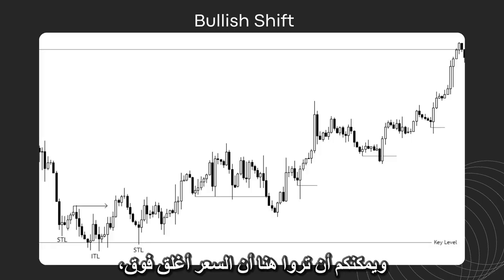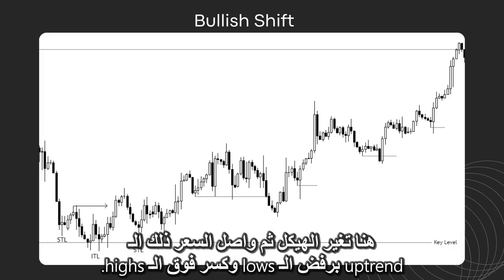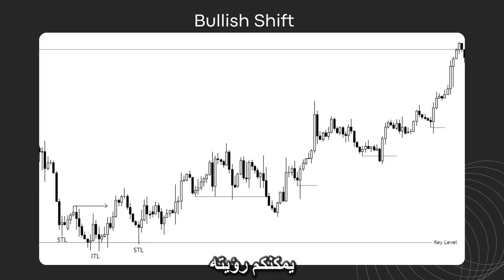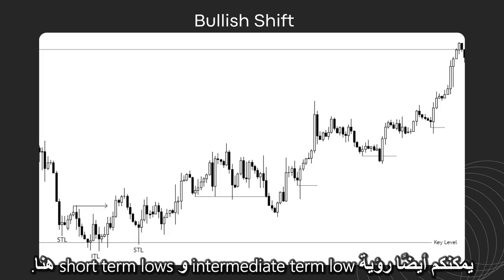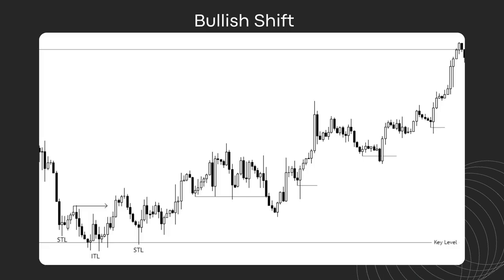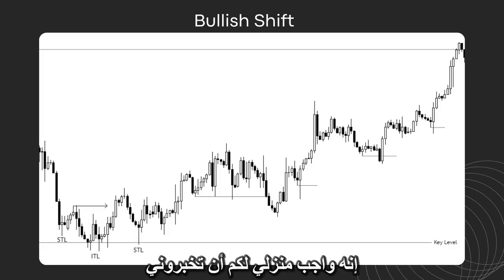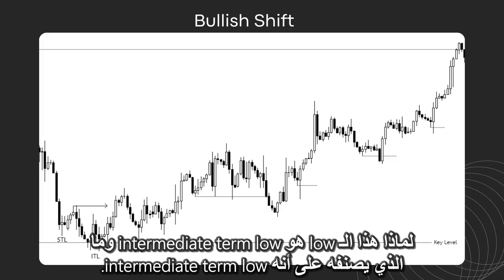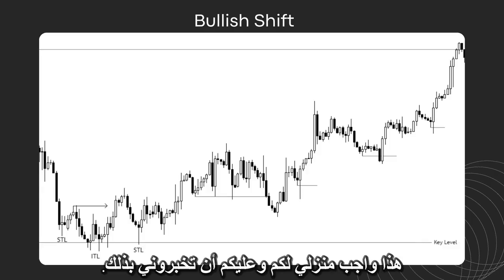And you can see right here that price closed above here, the structure changed, and then price continued that uptrend by rejecting lows and breaking above highs. You can see it right here. You can also see the intermediate term low and the short term lows right here. It's homework for you to tell me why this low is an intermediate term low and what classifies it as an intermediate term low, right? This is homework for you and you have to tell me that.